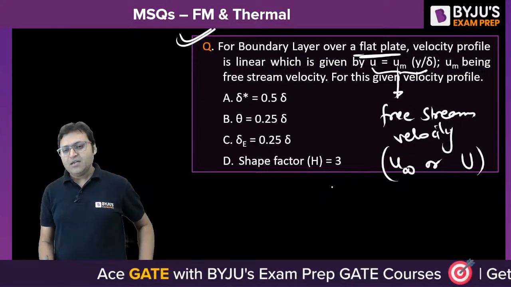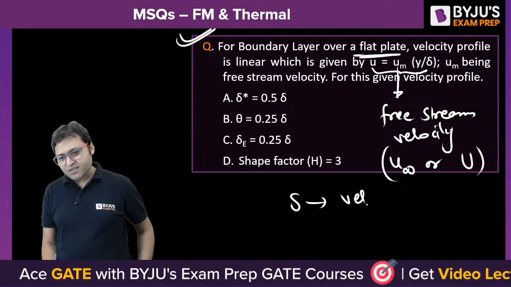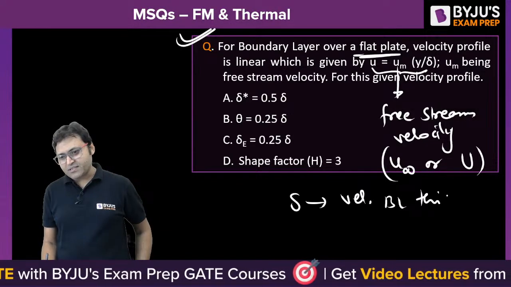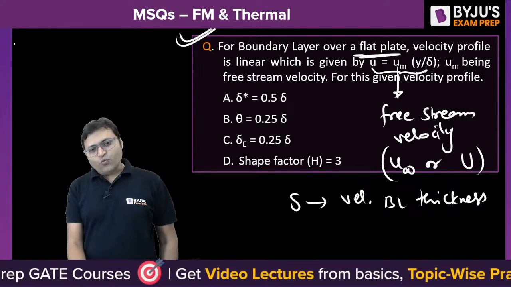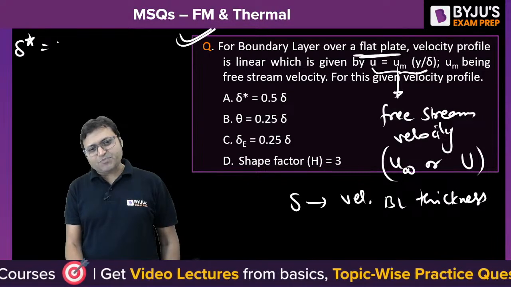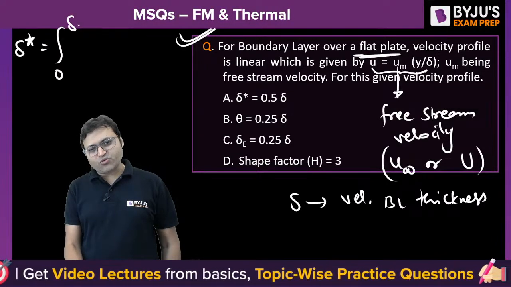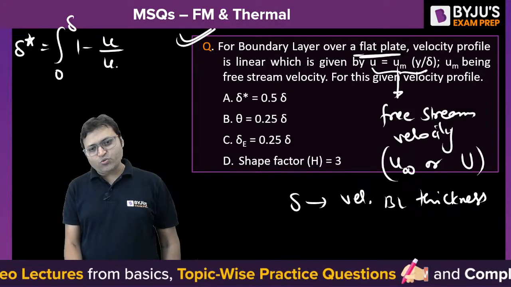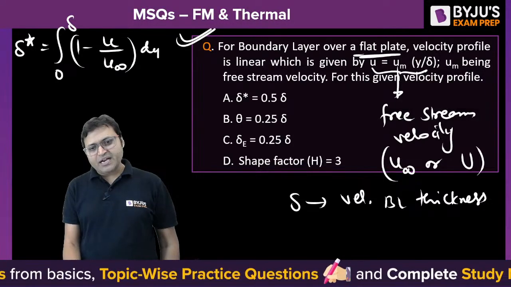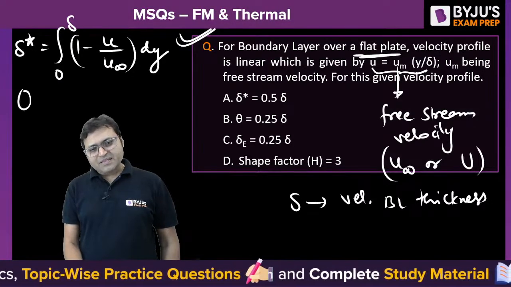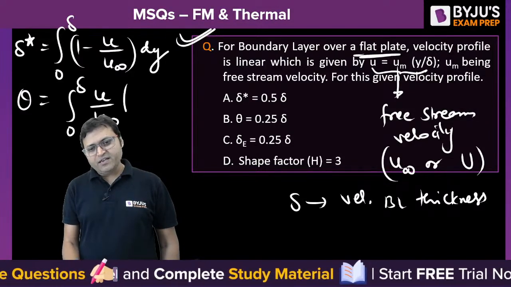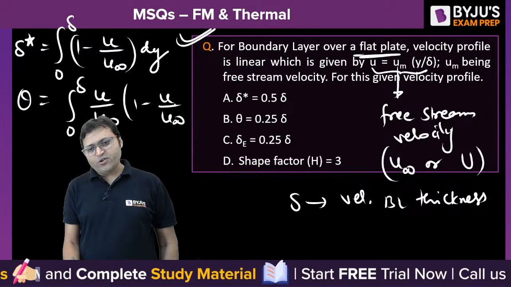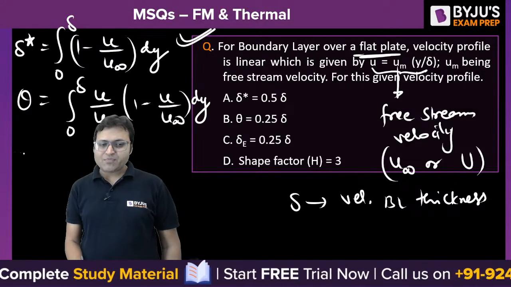Delta is the velocity boundary layer thickness, which we need to find out. So what is delta star? That is called the displacement thickness. Integration 0 to delta, 1 minus u by u infinity into dy. That is the formula. Theta is equal to integration 0 to delta, u by u infinity into 1 minus u by u infinity into dy. That is the momentum thickness.